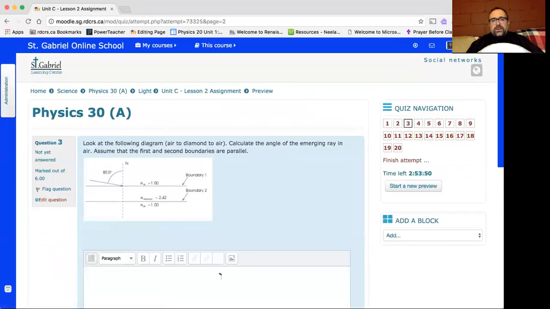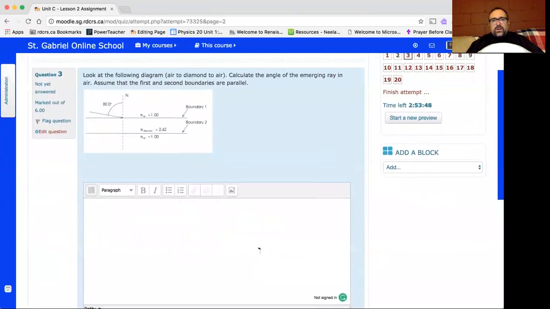What do I mean by that? Well, here's a prime example. Look at the following diagram, air to diamond to air. Calculate the length of the emerging ray in air. Assume that the first and the second boundaries are parallel. Keep in mind, always look at the marks of each question. This is worth 6 marks.